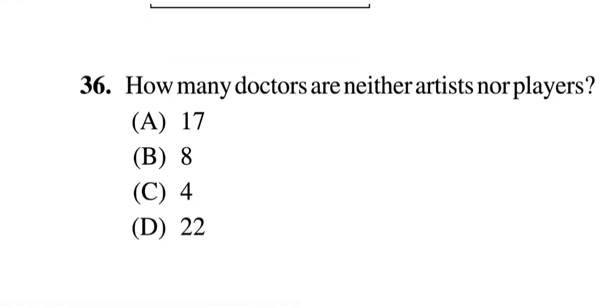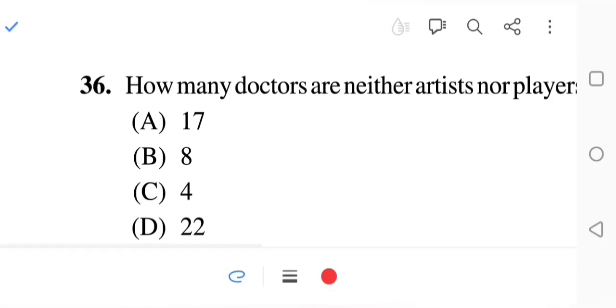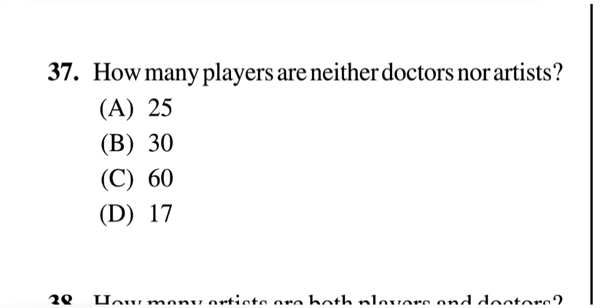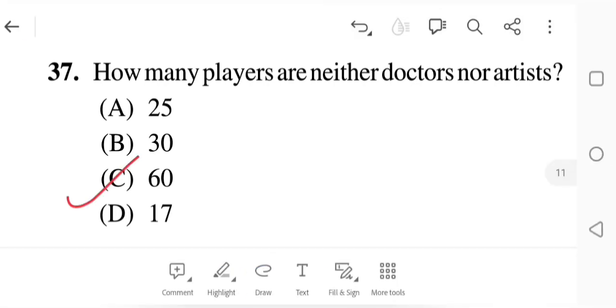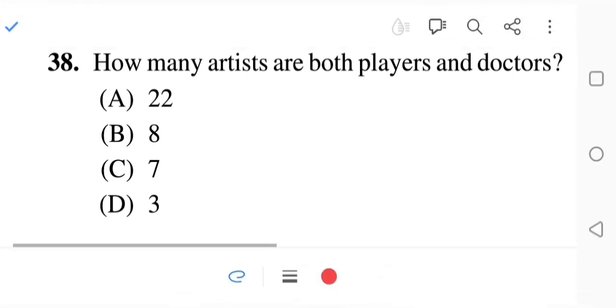How many doctors are neither artists nor players? This kind of question is often repeated, so please try to solve this kind of question. 36, the correct answer will be A, that is 17. Next question, how many players are neither doctors nor artists? 37, that is C, 60. Next, how many artists are both players and doctors? That is D, 3.